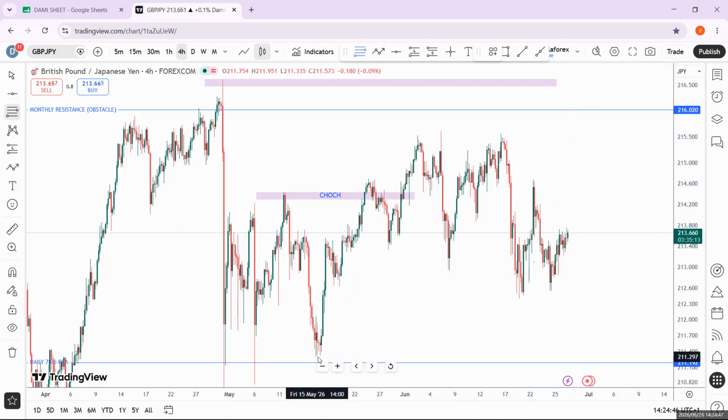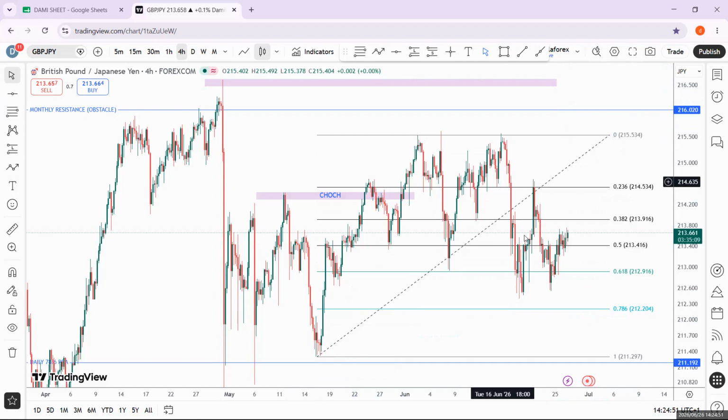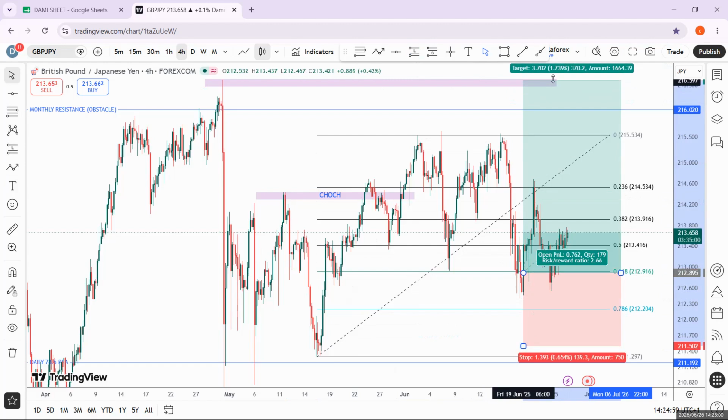How did we get our entry? We brought out the Fibonacci from the high to the low. We can see prices reject at the 61.8 right here. So we placed our trade around the 61.8, put our stop loss at the low right here, and we are riding for a very, very beautiful trade.